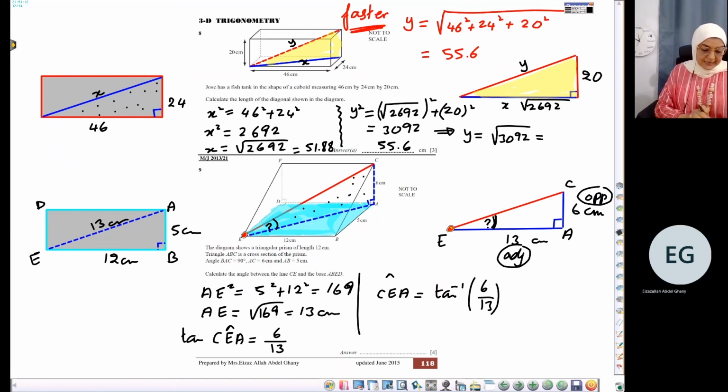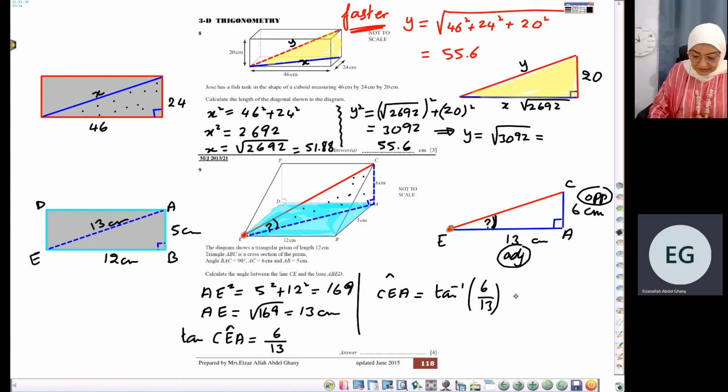Shift tan 6 over 13 equals, when you need to find an angle, you have to click shift. The answer is 24.775, rounded to 1 decimal place. You will write it on the answer line, 24.8 degrees. Don't forget the bubble. 24.8 degrees.